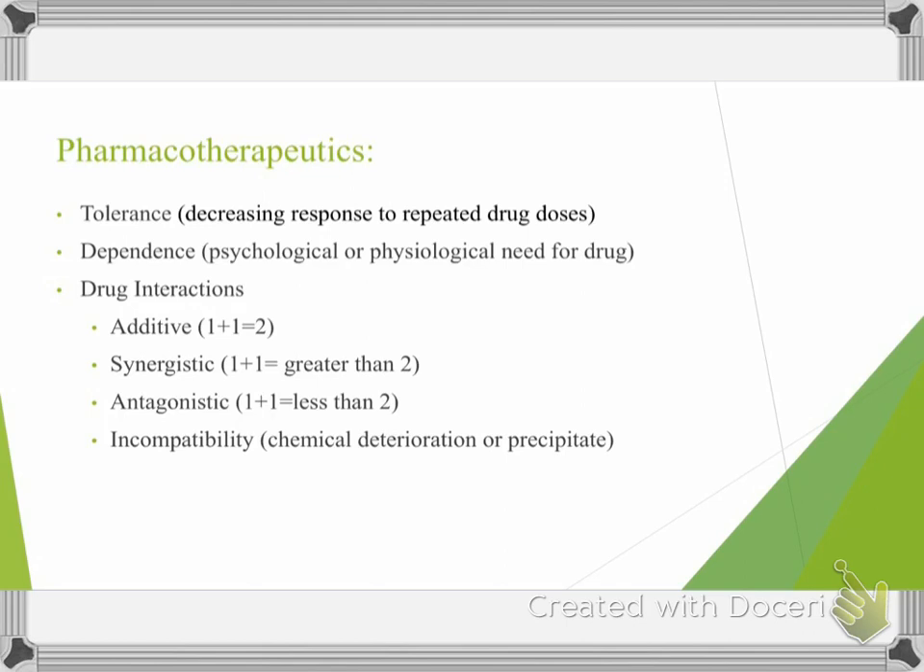Drug interactions can be with over-the-counter meds, herbal products, food, or other drugs. They can be additive, which means 1 + 1 = 2. They can be synergistic, so 2 drugs together work even better than the 2 would separately. Or antagonistic, which means the 2 drugs together fight each other, so they don't work as well as just one of them would have.